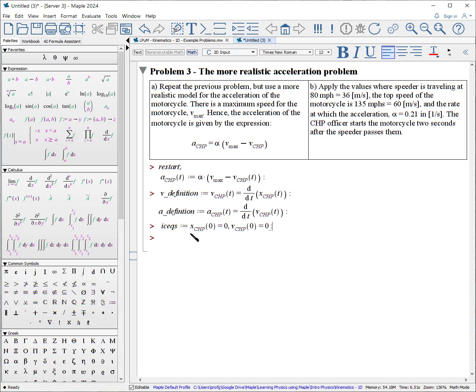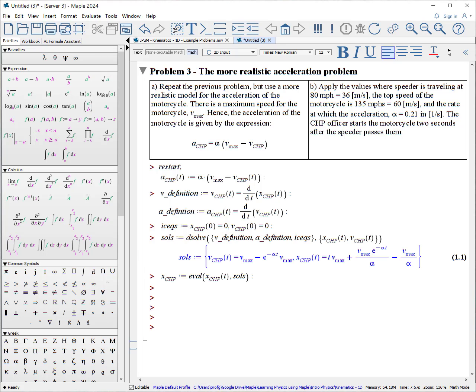We know the CHP starts at time t equals 0 at location 0. The velocity of the CHP officer at t equals 0 is also 0. From these two rate equations, or differential equations, we have to solve differentially both the equations and the two initial conditions for the unknown functions. We will extract the solution and make a function of it, noting that time has been delayed by delta t.